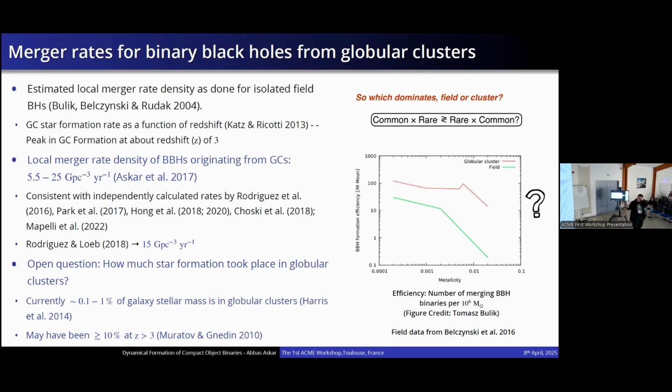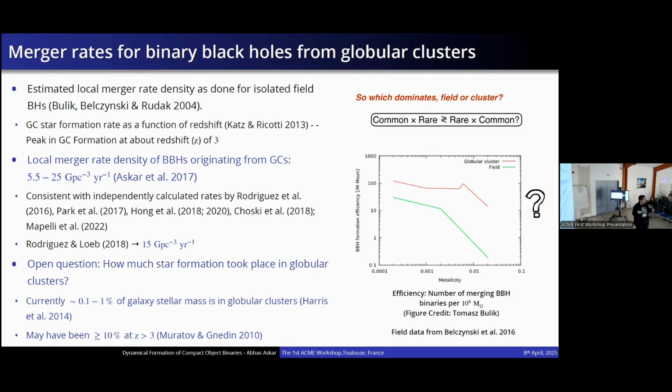It's a comparison of this binary black hole formation efficiency, so the number of merging binary black holes that you can form per million solar masses, for different metallicities. And based on these results, at least in which there were many very different prescriptions for the stellar evolution, globular clusters are more efficient across different metallicities at producing binaries that will merge within the age of the universe.